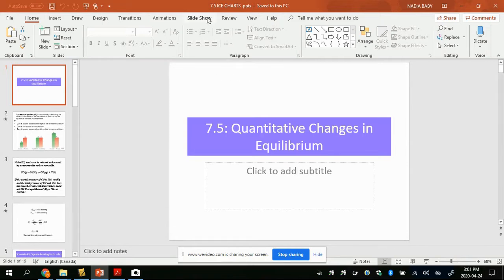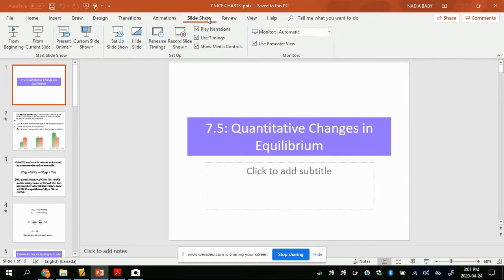Hopefully everybody completed 7.4 and the worksheet and understands Le Chatelier's principle and is working on the virtual lab, which is due on Tuesday. Okay, so we're going to start off with 7.5 today.